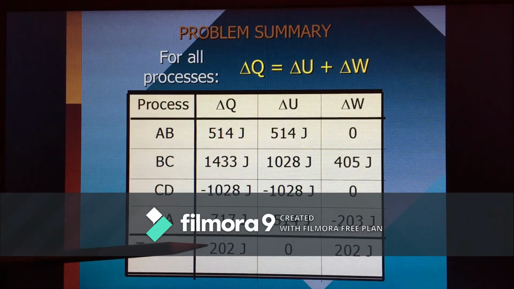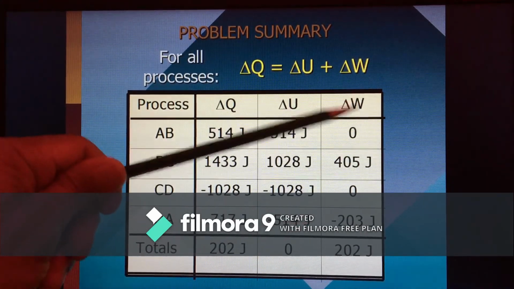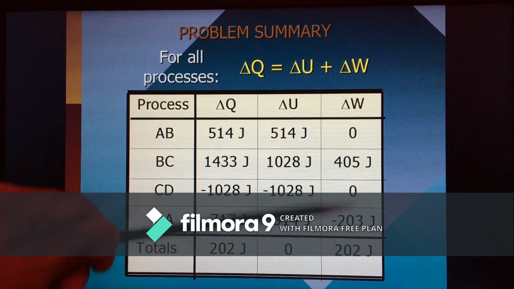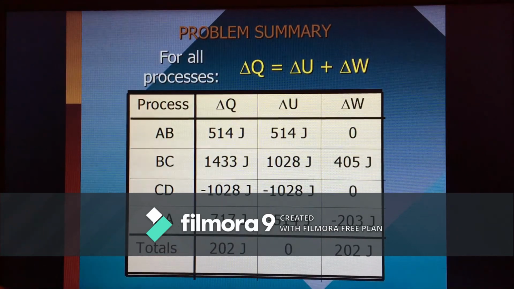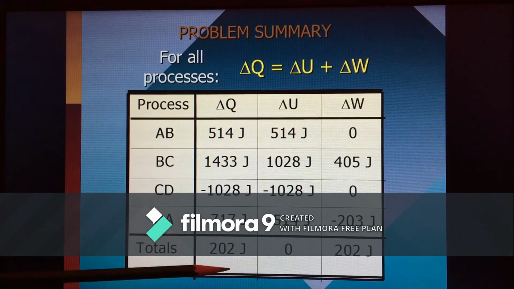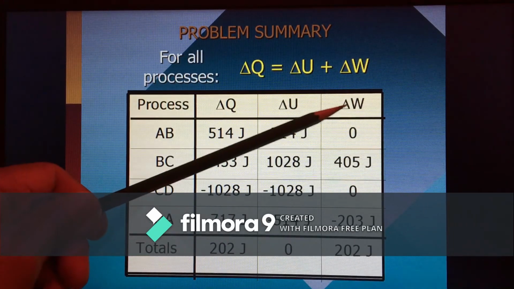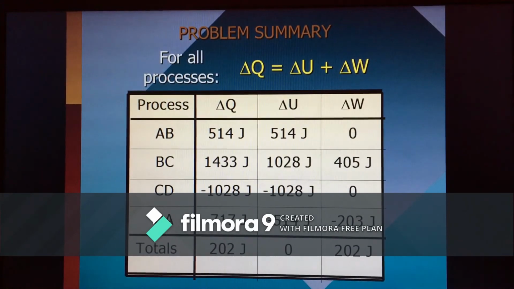Now for DA, we got delta Q as negative 717 joules, and delta U was negative 514 joules, and since there's a change in volume, we got a work done here, but this is negative 203 joules. In terms of total, delta Q for the whole process is 202 joules, and there was no change of internal energy. And for the work, we have 202 joules. Okay, so that's the summary.